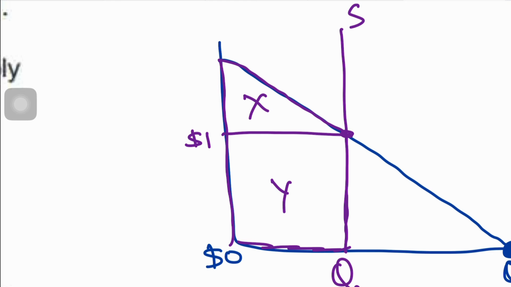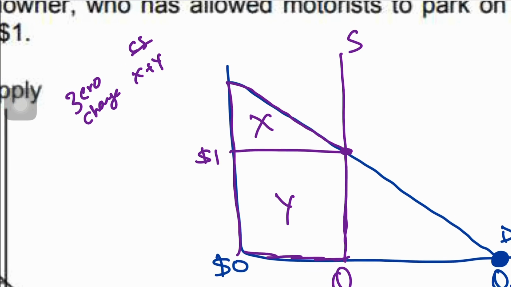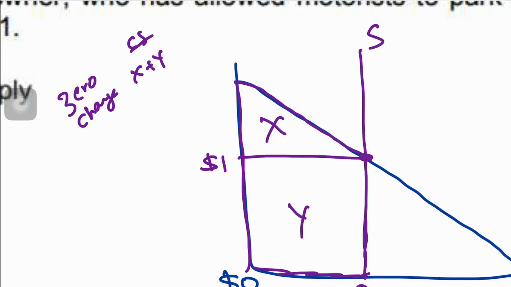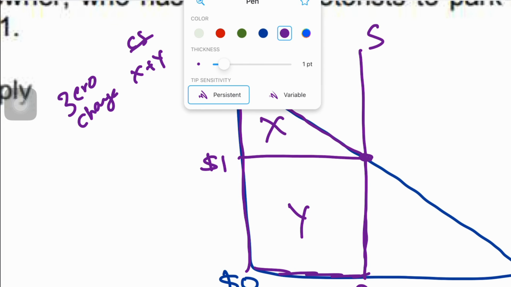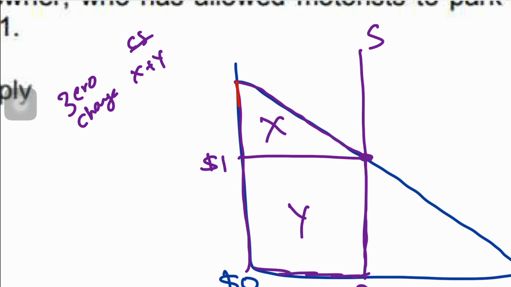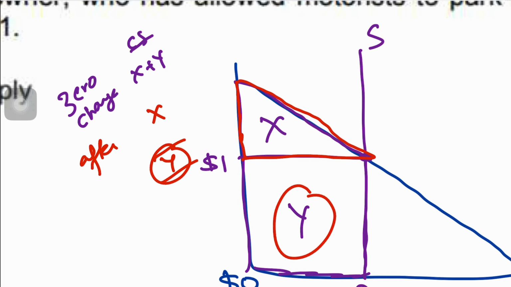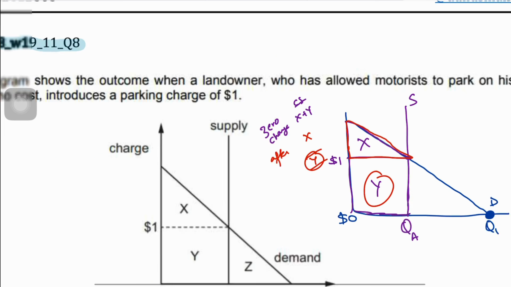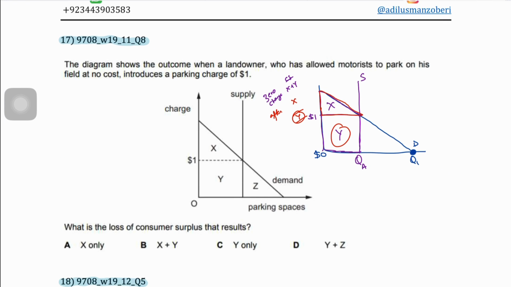So at zero charge, the consumer surplus was basically X plus Y, right? Because you weren't really charging anything. So all the area under the demand curve is your consumer surplus. Now you're charging $1, so now the consumer surplus is only this triangle, right? And so the consumer surplus after the charge is only X. So it falls by area Y. So this consumer surplus is now foregone. It's gone now, right? It's just wasted.